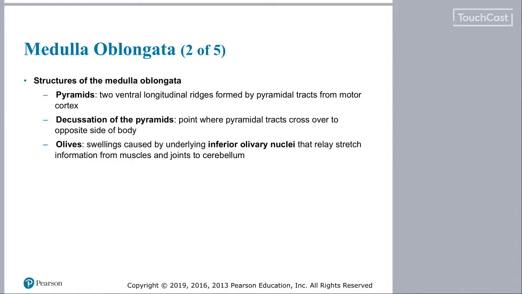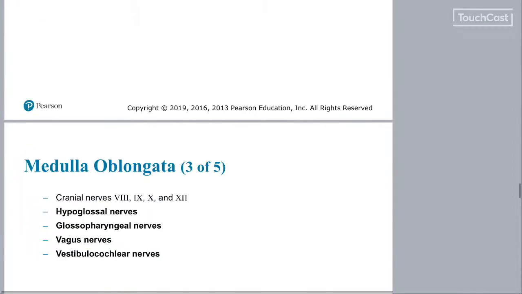We have something interesting, which they're also called olives, because they look exactly like olives. So they're swelling caused by the underlying inferior olivary nuclei that relay stretch information from muscles and joints to the cerebellum. So if you've ever been put in a position where your joint feels like it's really hyperextended or uncomfortable, this is what is going to send information back to our brain, indicating that there's too much stretch going on at the joint. So then our functional way to correct that will be to activate the muscles on the flexion side of that joint to bring it back into a more comfortable position.